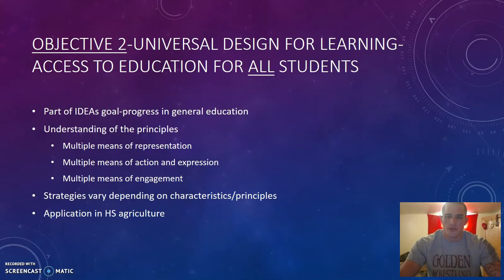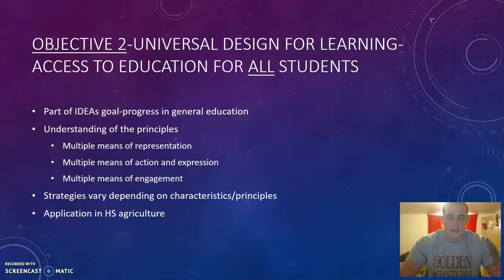I chose Objective 2, understanding and applying the principles of universal design for learning. So, giving access to general education to all students. In the book, it states that universal design for learning is one way of advancing the goal of progress in general education. And from what we learned, I would agree that the principles really cover the areas needed to meet that goal.